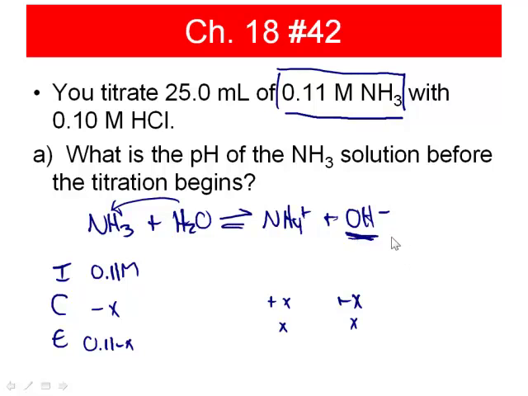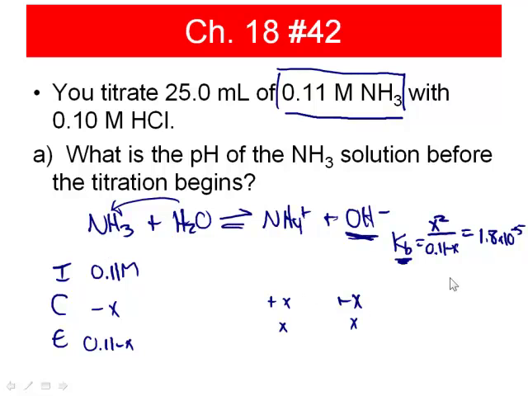Next step is we're going to set up an expression for Kb. Kb here is going to be equal to x times x, which is x squared, divided by the concentration of the base at equilibrium, which is 0.11 minus x. I'm going to set that equal to the numerical value of Kb for ammonia, which is 1.8 times 10 to the minus fifth power. And of course, you're going to ask me, Mr. Harper, how do I know this is a Kb value and not a Ka value? That's, of course, because ammonia, guys, is a base.